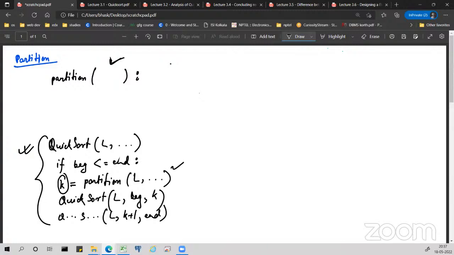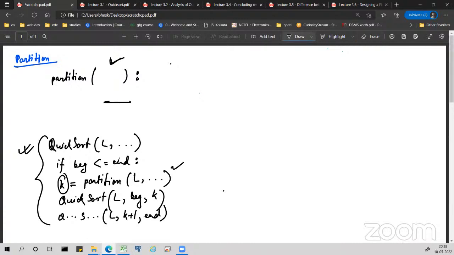Okay, so now the partition. This is just like merge sort, right? Only thing is that in merge sort we had the merge over here, and the breaking was not at k but at the middle. That's it. Fine. So this is the basic structure.